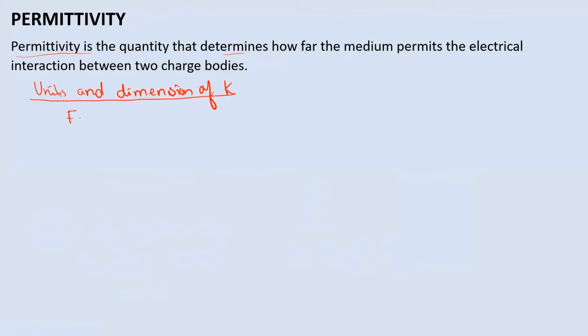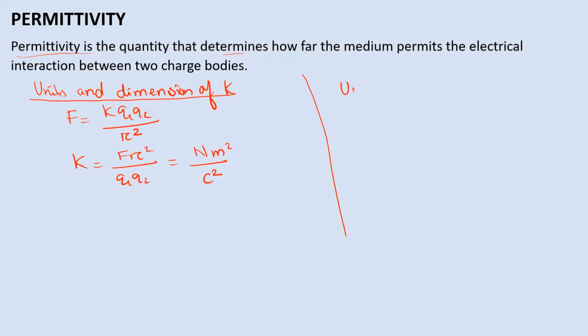We have seen F is equal to K Q1 Q2 by R square, right? So you can write from here K is equal to F R square by Q1 Q2. So that can be written as, for force the unit is Newton, R is the distance so it's meter square, and for charge you will have Coulomb square. So this is the unit for K.